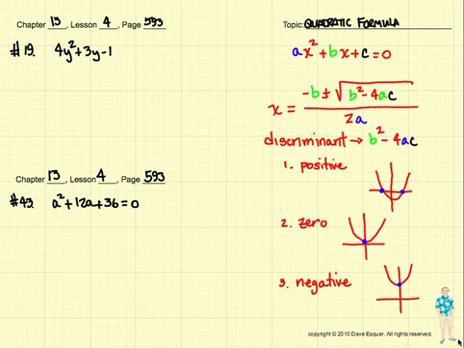So let's start off with number 19, 4y squared plus 3y minus 1. All we got to do first is find out what the coefficients are for a, for b, and for c. And for a we get a 4, for b we get a 3, and for c we end up with a negative 1.